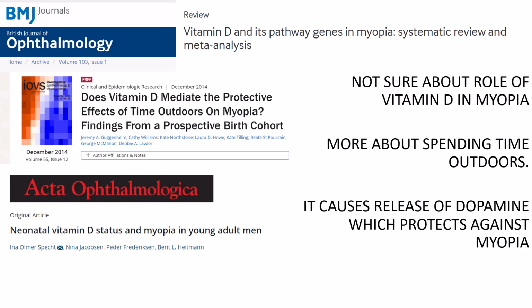Nevertheless, one can easily use vitamin D supplements, but I think we should not really think about vitamin D creating a barrier to the progression of myopia. There has been some work suggesting that the release of dopamine is there because of vitamin D, and that is what protects against myopia. So yes, there has been some anecdotal evidence, but not great evidence-based support that vitamin D has a serious role in the control of myopic progression.